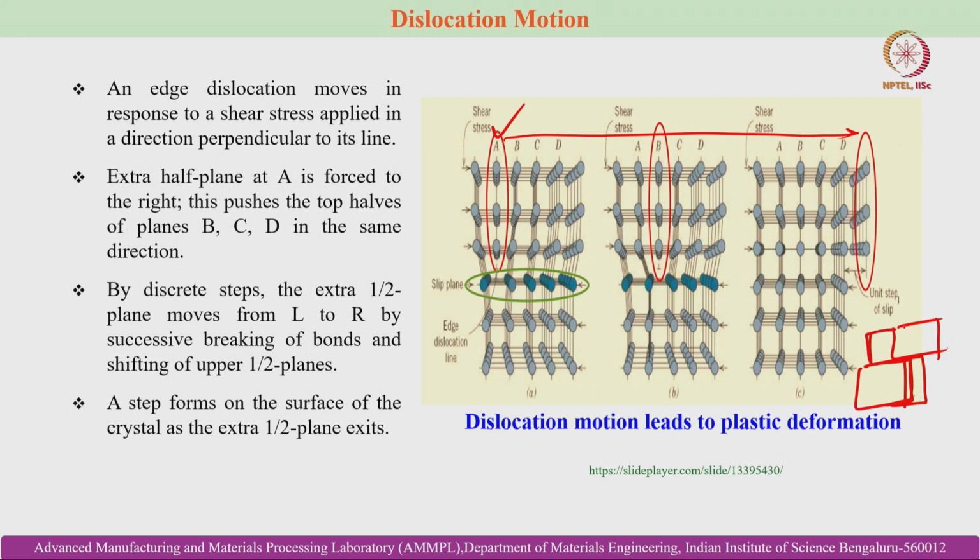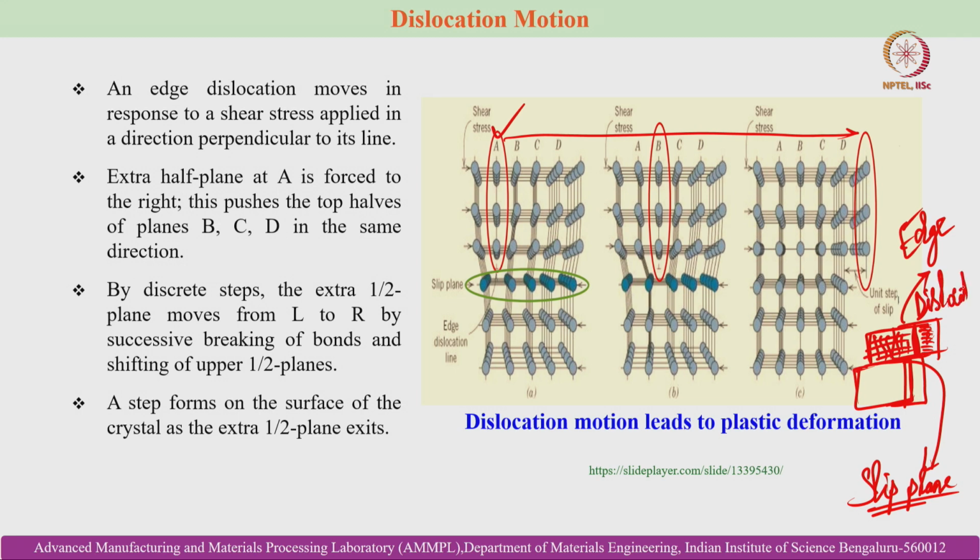So, you can see that this is basically the extra slip of this half plane of atoms along the slip plane. Here it serves as the slip plane, along which the extra half plane of atoms moves from one edge to another edge. So, this is a typical example of an edge dislocation that we have discussed in the previous slide as well.